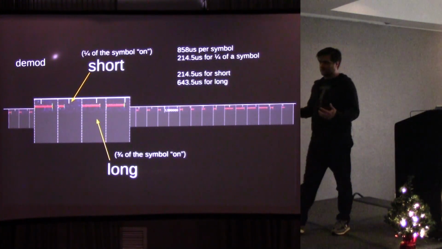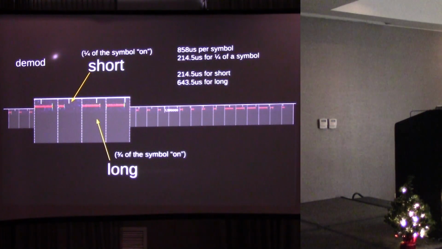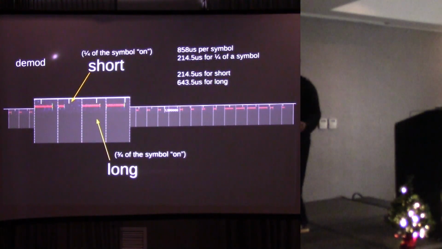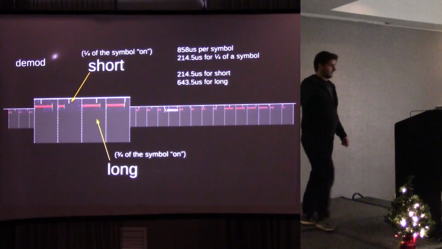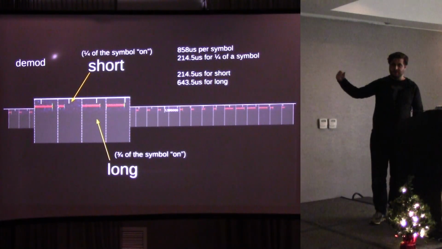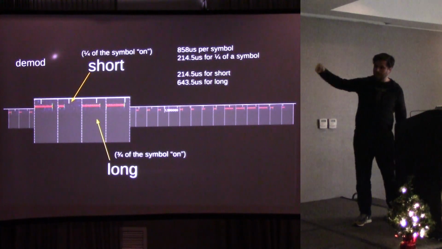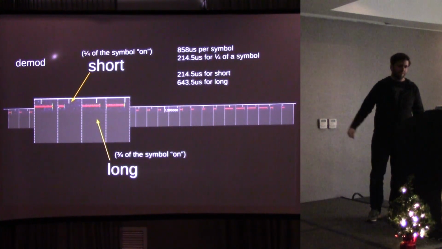Additionally, we can zoom in on the symbols themselves, and we have two different ones here. We have either a short one or a long one. If you measure it really carefully, the short ones are a quarter of that symbol in duration, and the long ones are 3/4 in duration. And so if we just do the math, 1/4 of 858 gives us 214.5, and 3/4 of 858 gives us 643.5 microseconds. So we know each of those little blocks is a specific length, 858, and we know how long it needs to be on or off for.